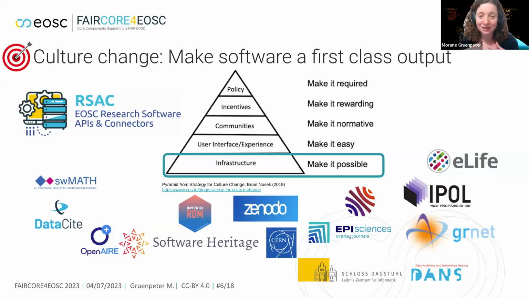Now, you see on this part the NOSEC pyramid of making a culture change. And we are at the bottom level and one of the crucial levels, which is the infrastructure, by making it possible. And we have different partners and different infrastructure. But here it's not only the FAIRCORE4EOSC partners, but different infrastructure that can make this possible, be it publishers or scholarly repositories and aggregators, and also Software Heritage, the Universal Source Code Archive.